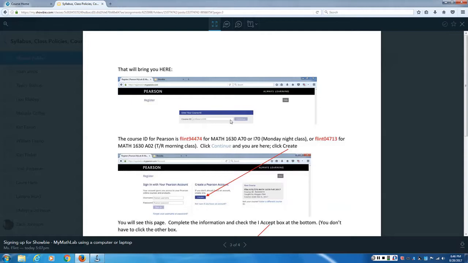If you're creating an account, this is going to come up. I'm going to enroll in it, just make a note of what that course ID is. Because you're just going to enroll in a new course, and there's your course ID for those of you that already have an account or signed in. Please be sure you use the Flint 94474, because the other one's for my day class. The instructions are the same, but the other one's for my day class. And then you click Continue, which will be this button here.